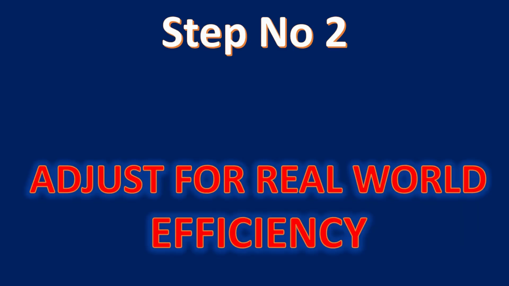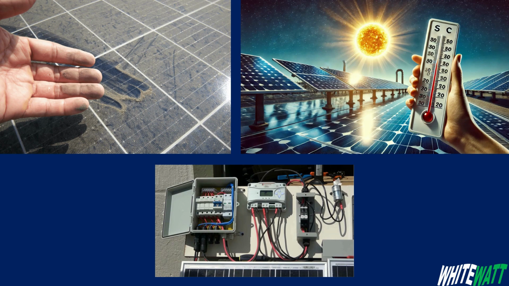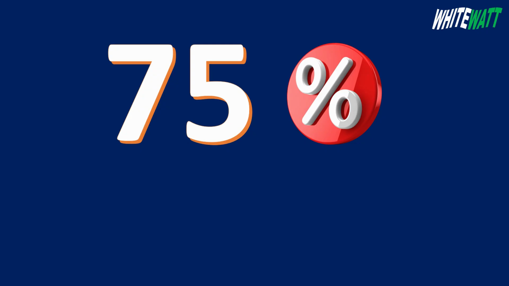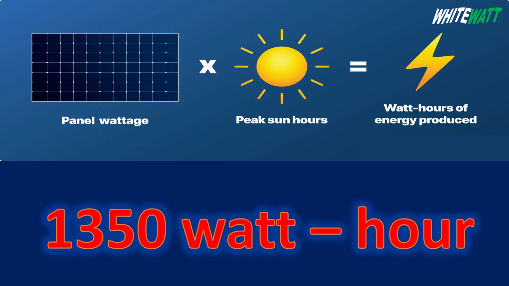Step number 2. Adjust for real world efficiency. A solar panel doesn't work at 100% efficiency due to things like dirt, heat and wiring losses. A good estimate is to assume about 75% efficiency. So we multiply 1800 watt hours by 0.75. So the answer becomes 1350 watt hours. This means your panel will realistically produce 1350 watt hours of usable energy in a day.